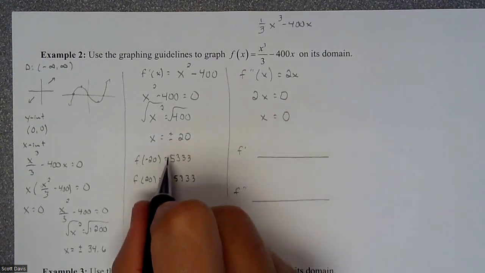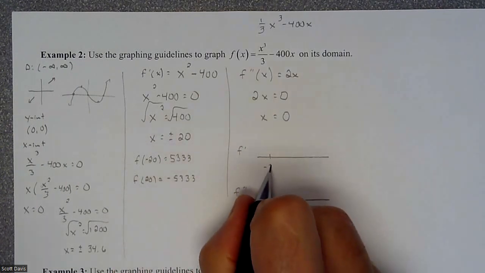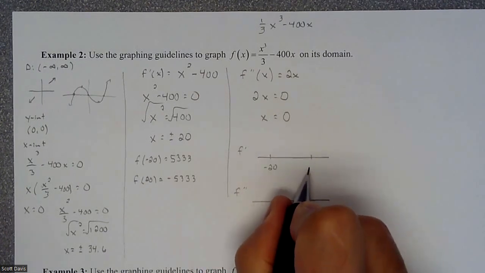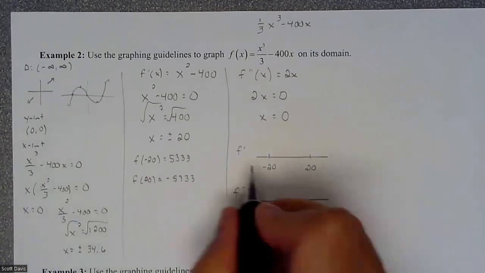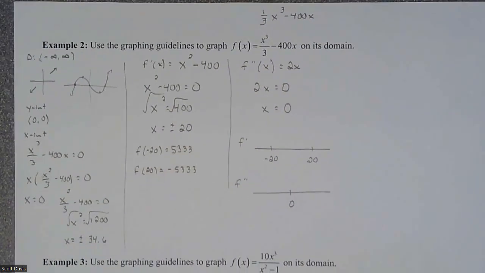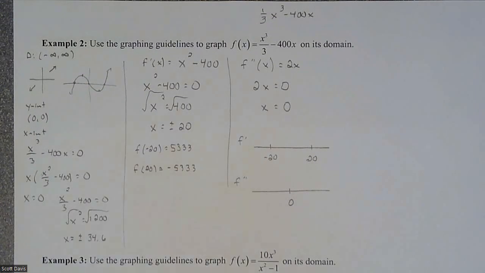We have first derivative, we have critical numbers at -20, +20, and second derivative, we have a critical number at 0. We're going to test our slopes on each side of this stuff to make sure that it's all lining up with this and get a really accurate graph.